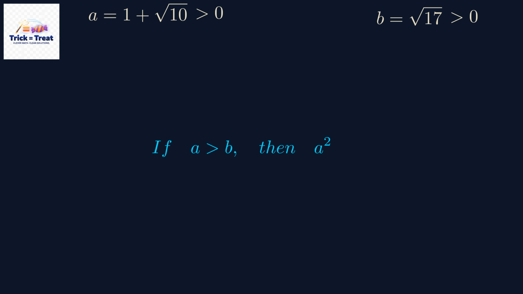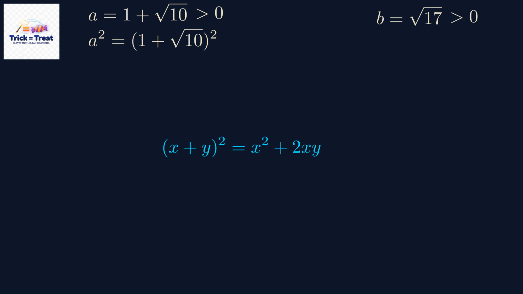Think of it like this. If A is bigger than B, then A squared must be bigger than B squared. This is valid since both A and B are positive. Let's start with A. When we square A, which equals 1 plus square root of 10, we get A squared equals the square of the sum of 1 and square root of 10.